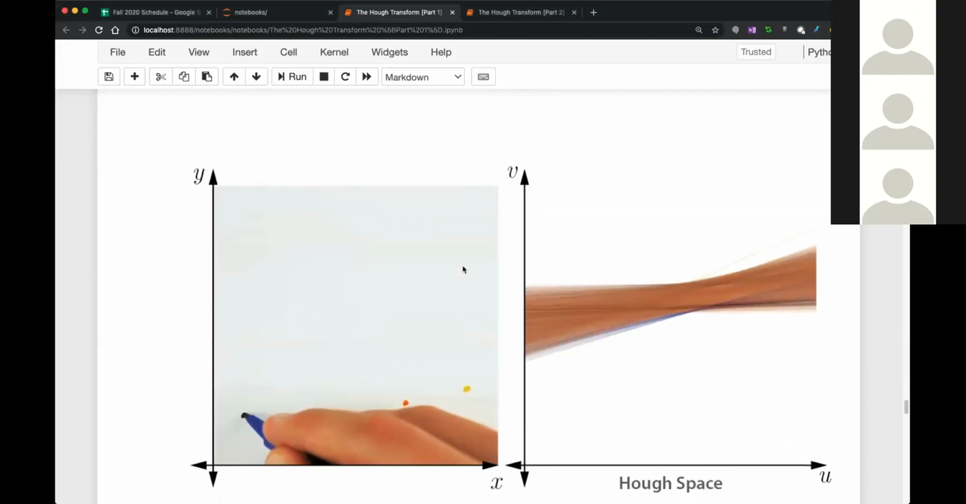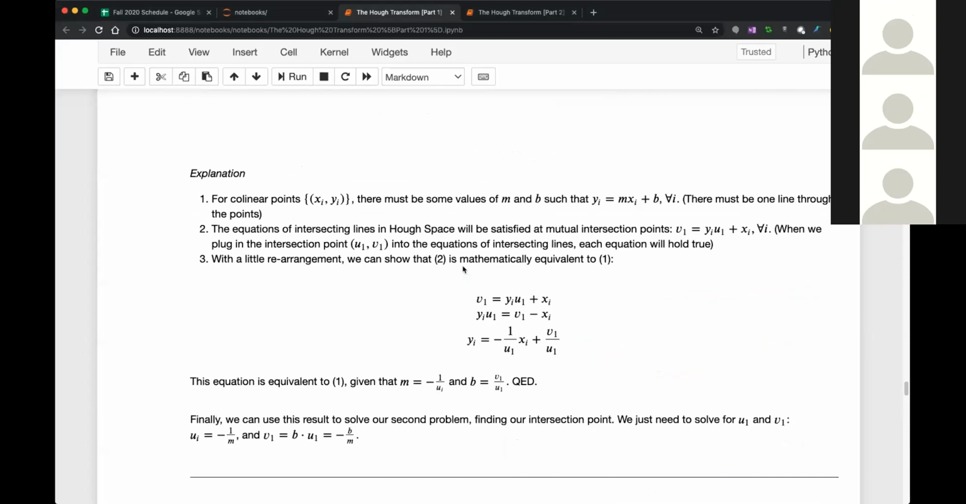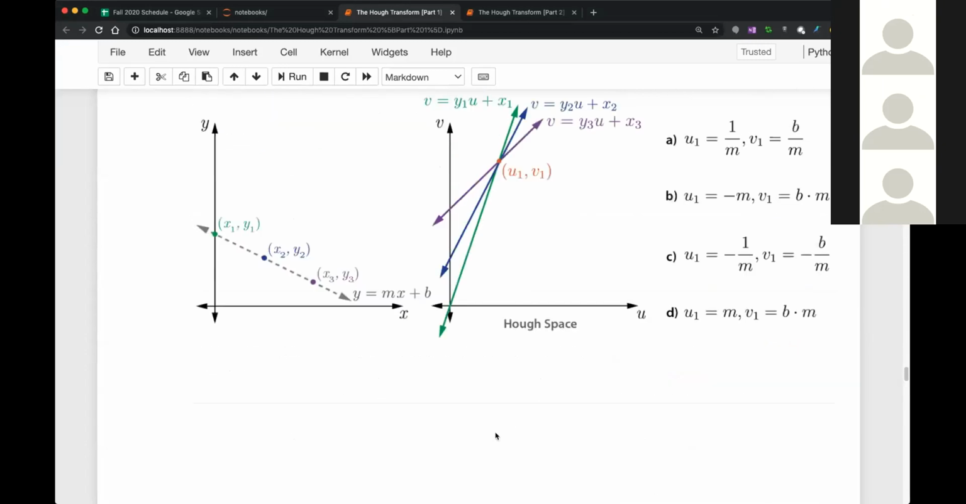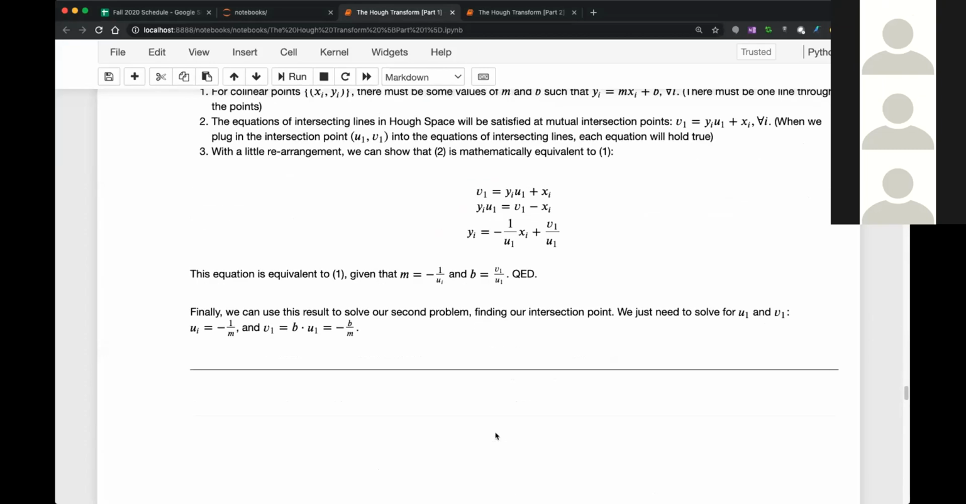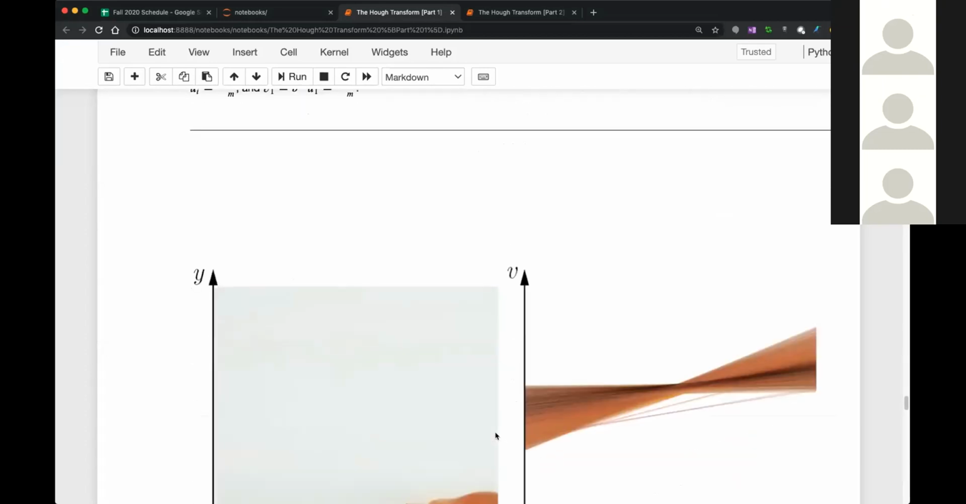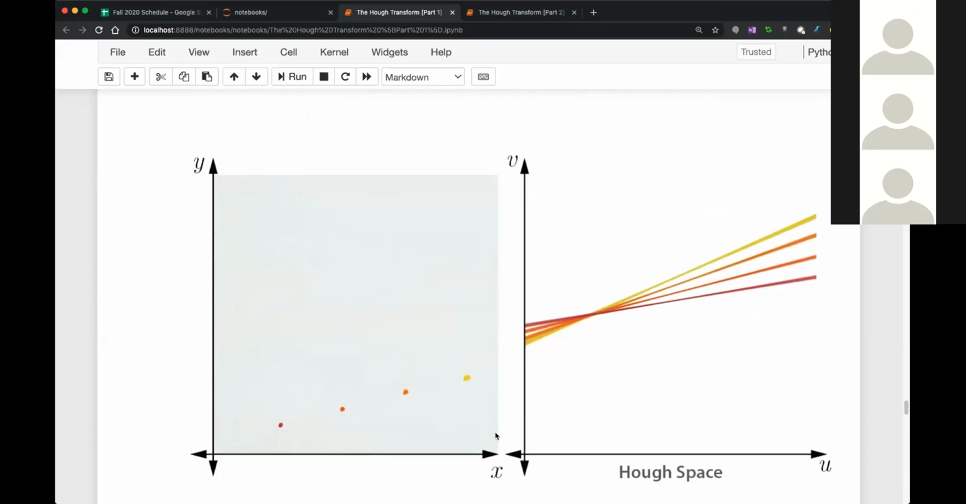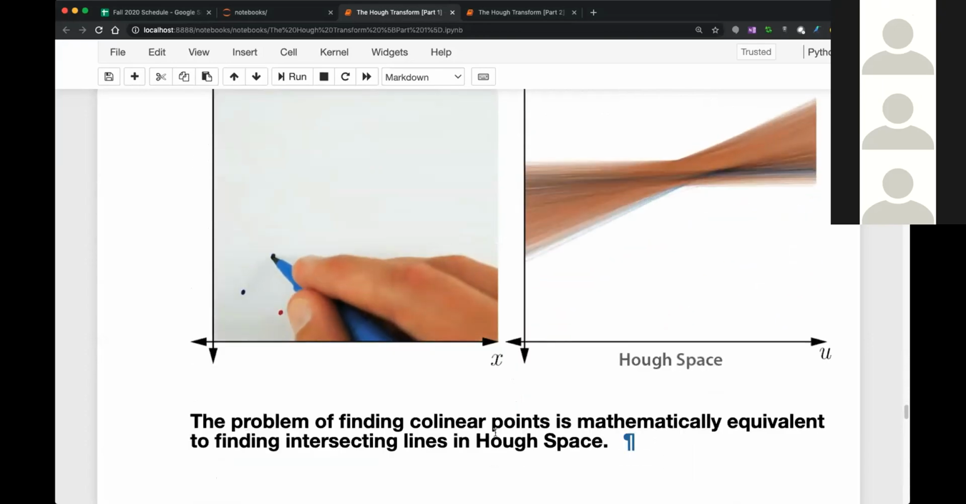Okay. So that's great. Hopefully that all makes sense. I have an explanation in here as well as the proof, if you want to look at the proof for this. But that's just a little bit of math that's going to help us program up the Hough transform. Okay. Cool. So there's our animation again. Great.